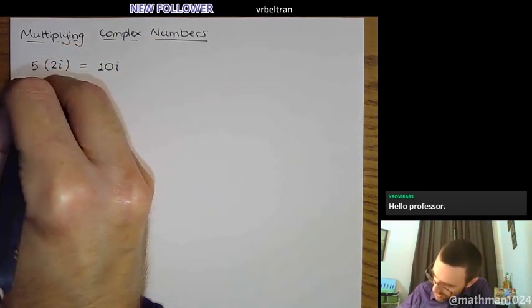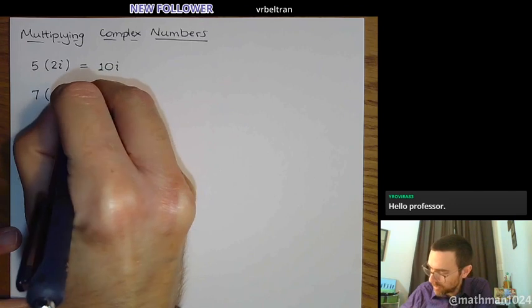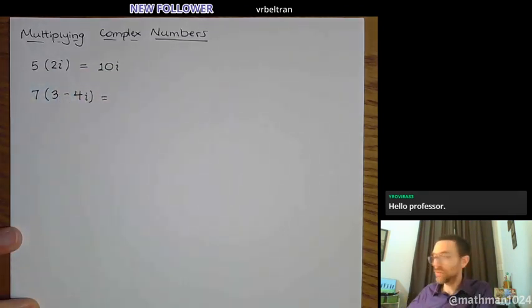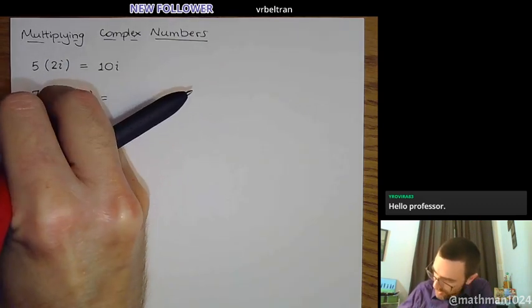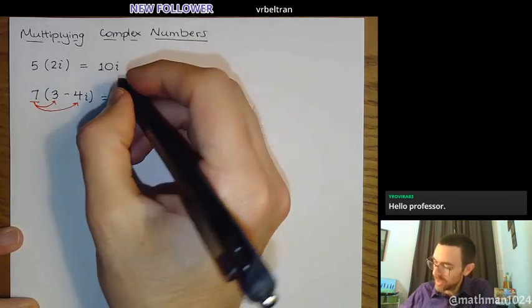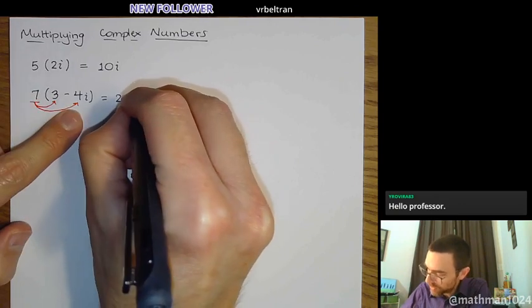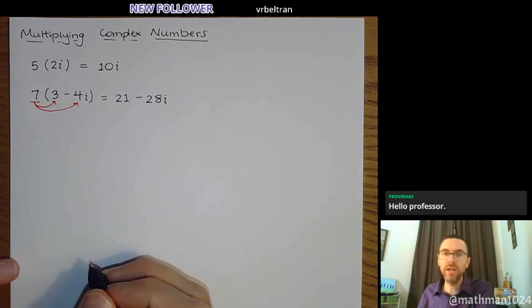If I do 7 times 3 minus 4i, well, now we have a distributing problem. We need to take the 7, and we're going to distribute, just like we would do for any other multiplication problem that looks like this. 7 times 3 is 21. 7 times negative 4i is negative 28i.